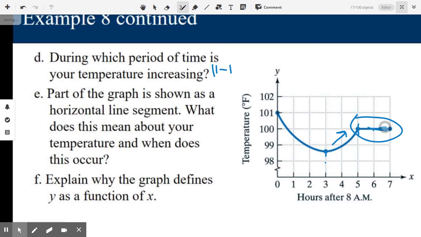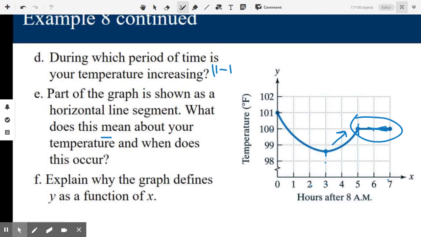What's staying level? Well, at 1, 2, and 3, their temperature stayed the same, right at 100 degrees, right? So that's what it means. It means my temperature is staying the same. When did that occur? From 1 to 3. Explain why the graph defines y as a function. Why is this considered a function?